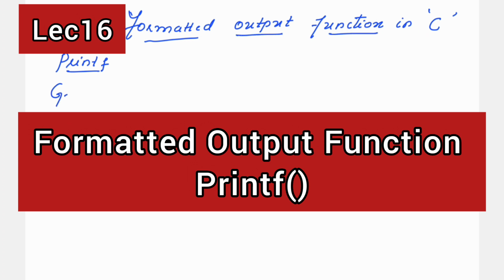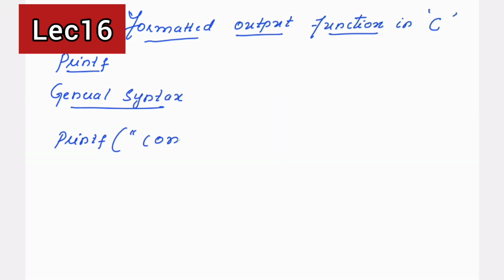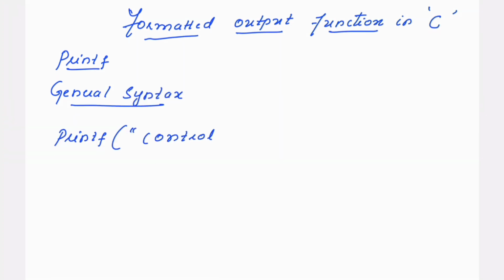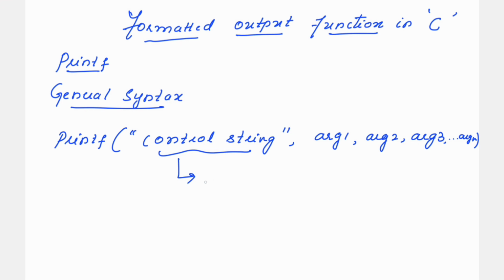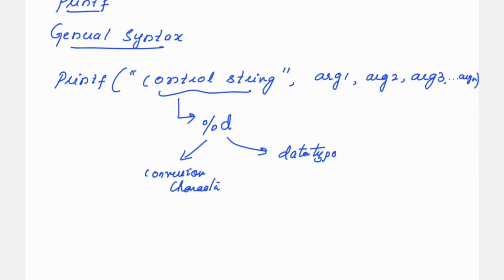The general syntax, let us see first, for the printf statement. Printf, and in the brackets, the first thing you are going to write is the control string followed by arguments. This control string, as I said in the scanf statement, uses the format specifier. If you want to print an integer value, you specify %d. Here also percentage is a conversion character and d is used for the type of the data. It indicates that you are going to print an integer value.